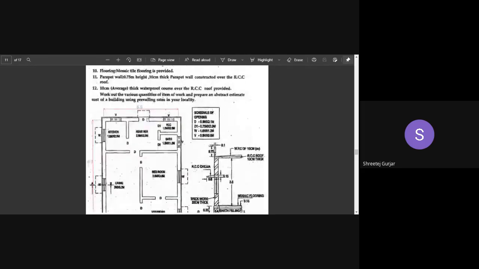The first thing we do in calculating quantities using the center line method is to find the center to center length of the walls. Since we have two types of walls, the 30 centimeter wall, which is your external wall, and the 20 centimeter partition walls, we have to calculate separately for both of them.